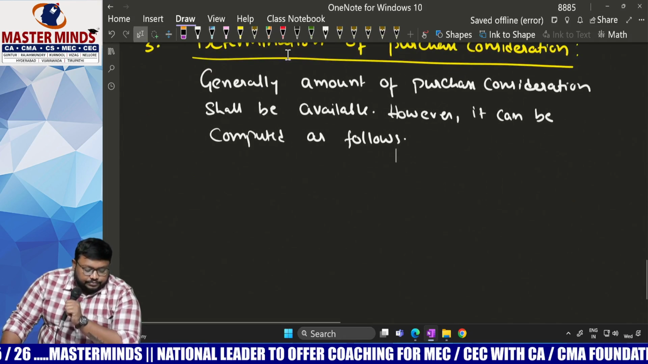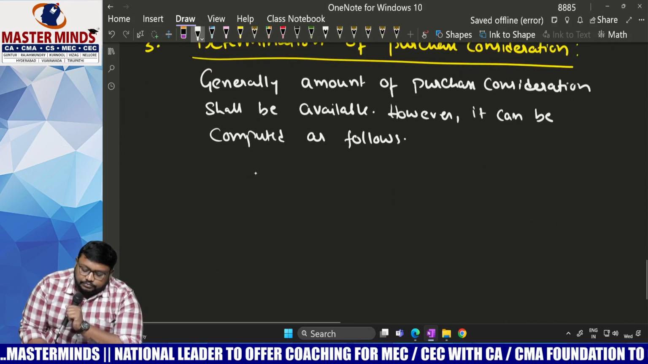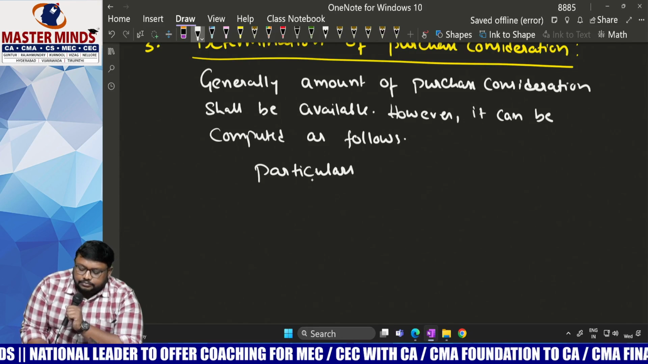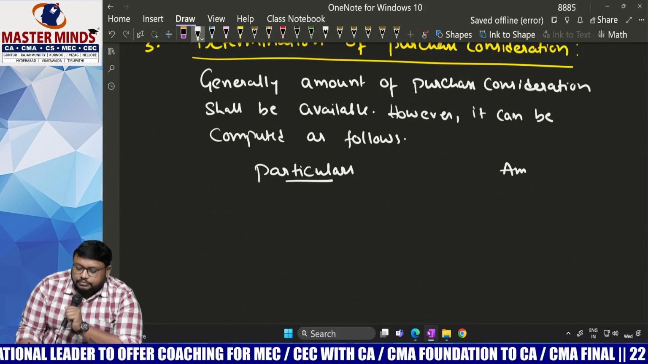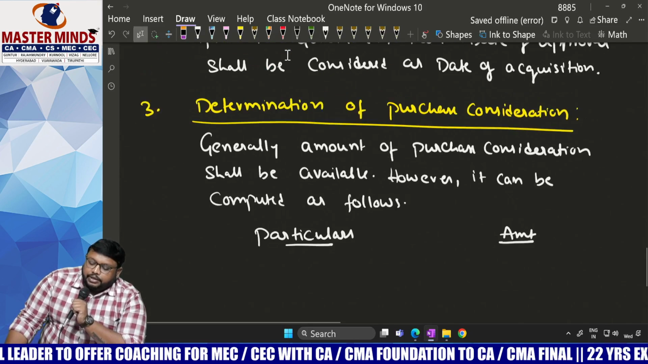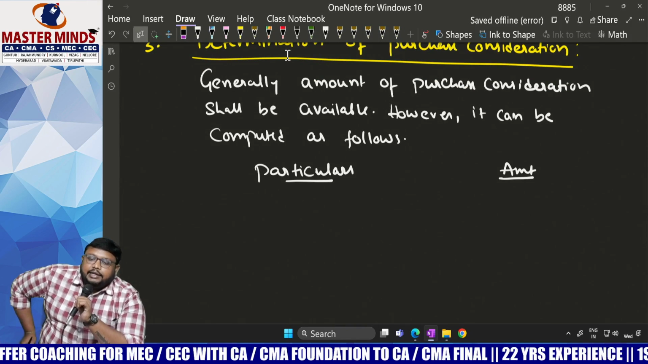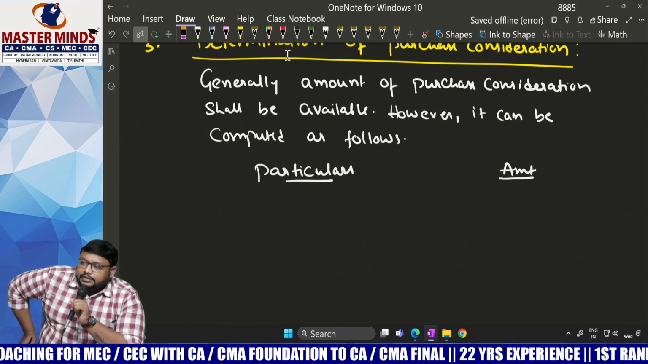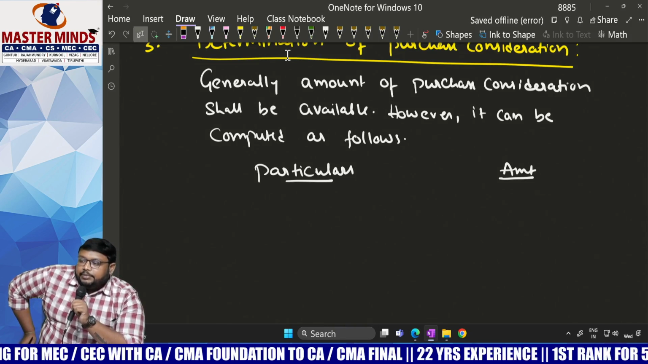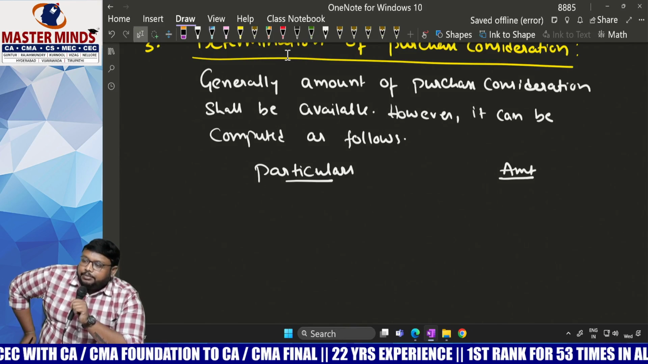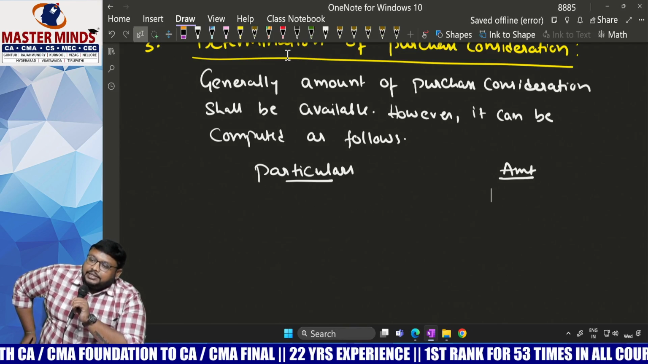So here, put particulars, amount. So how can you determine the purchase consideration? This is the third step. First step, identification of acquirer. Second step, determination of date of acquisition. Third one, determination of purchase consideration. How can PC be computed?